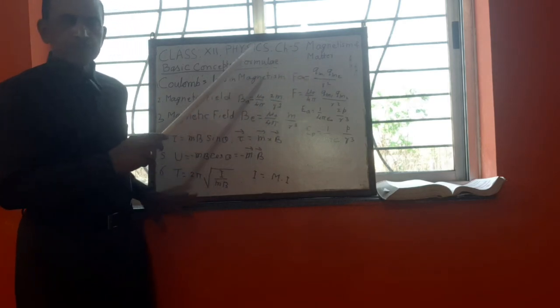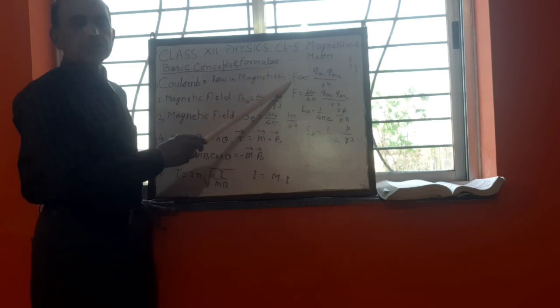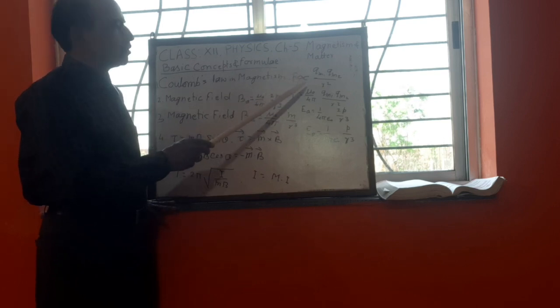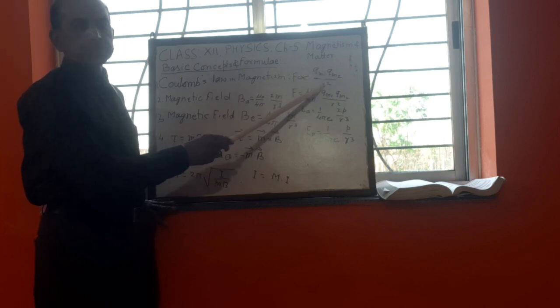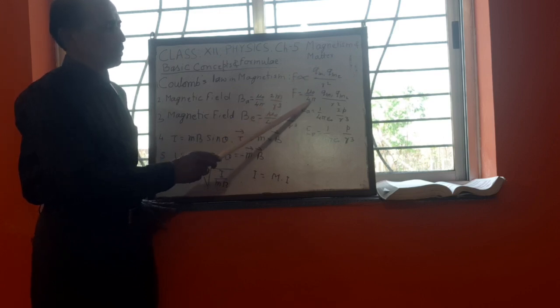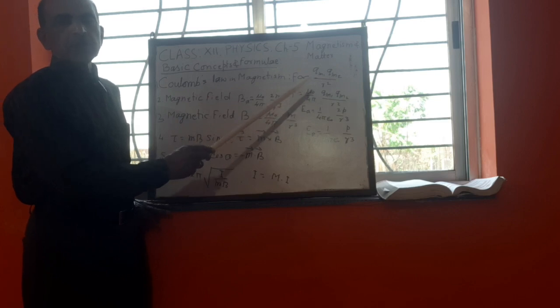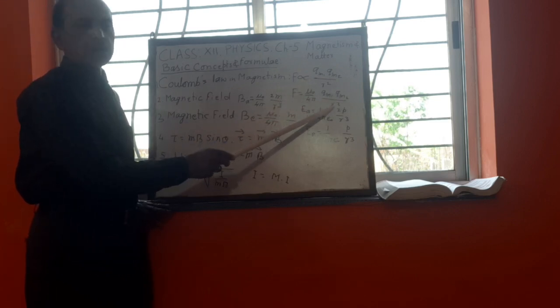So according to Coulomb's law in magnetism, the force between two poles of the magnet is directly proportional to the product of the magnitudes of the pole strengths and inversely proportional to the square of the distance. If you remove the proportional sign, you introduce the constant mu naught by 4 pi. F is equal to mu naught by 4 pi, this constant has value 10 to the power minus 7, Qm1 Qm2 by R square.